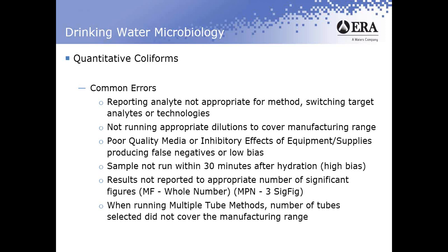Results not reported to the appropriate number of sig figs. Again, membrane filtration is evaluated as whole numbers. MPN is 3 sig figs. When running multiple tube methods, the number of tubes or wells selected did not necessarily cover the manufacturing range.